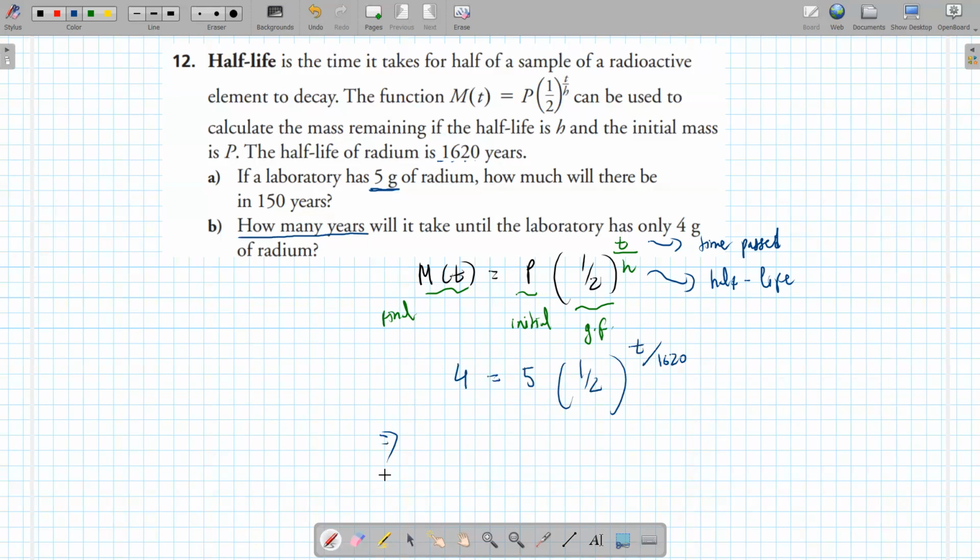You want to get rid of everything else that's not a T. So let's first get rid of that 5. What do we do on both sides? You divide by 5. So that's going to be 0.8 equals 1/2 to the power of T over 1620.